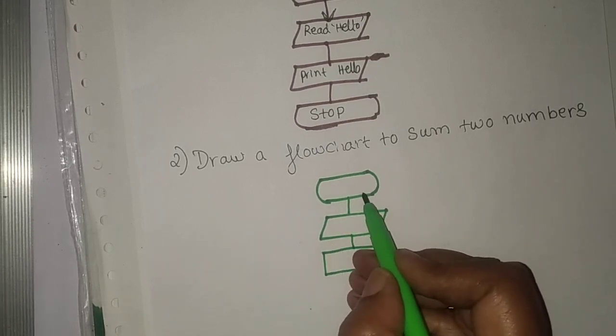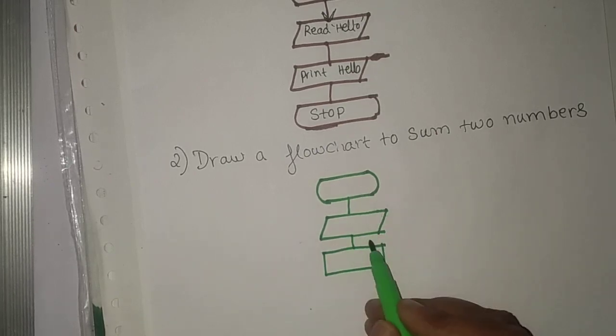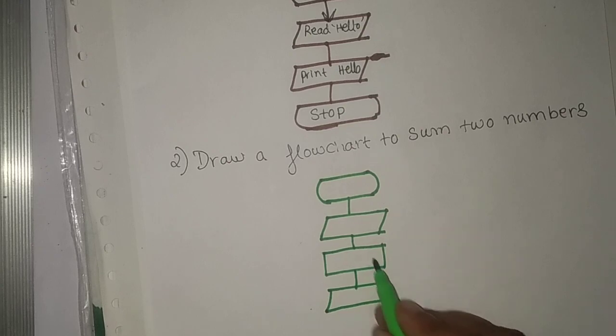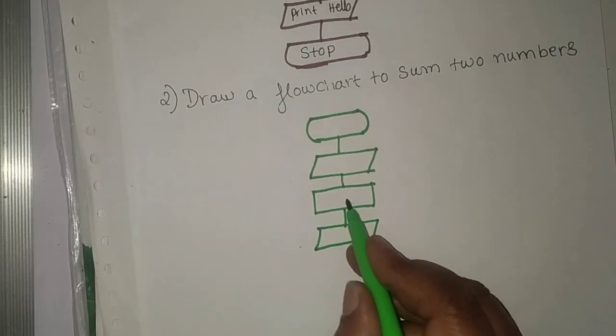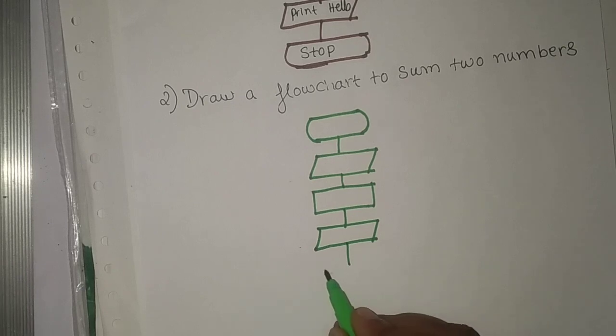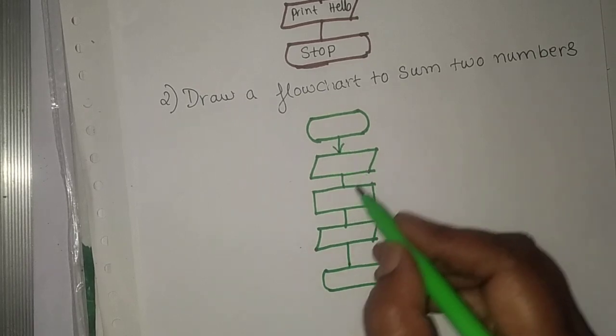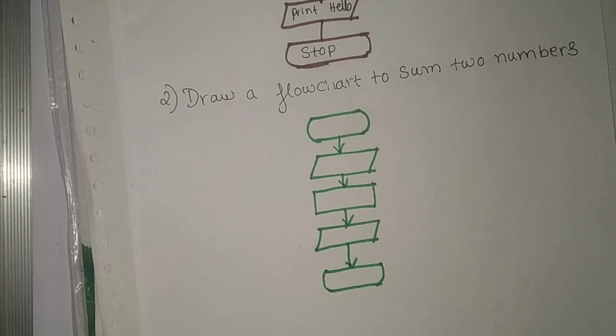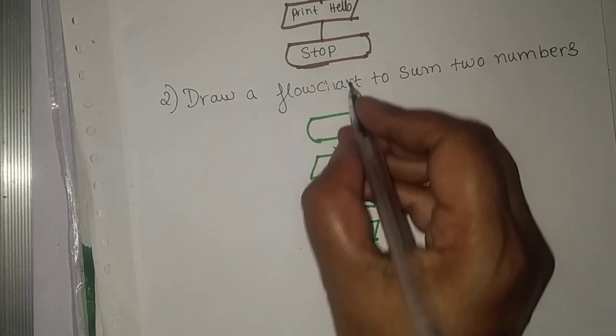The first statement is start, then reading the numbers A and B, then calculating the sum here, printing the sum, and stop the flowchart. So the connection here is in this form. So we'll write this.